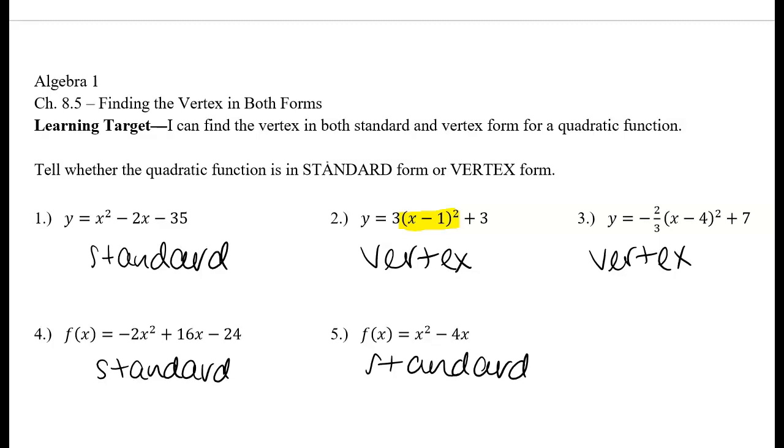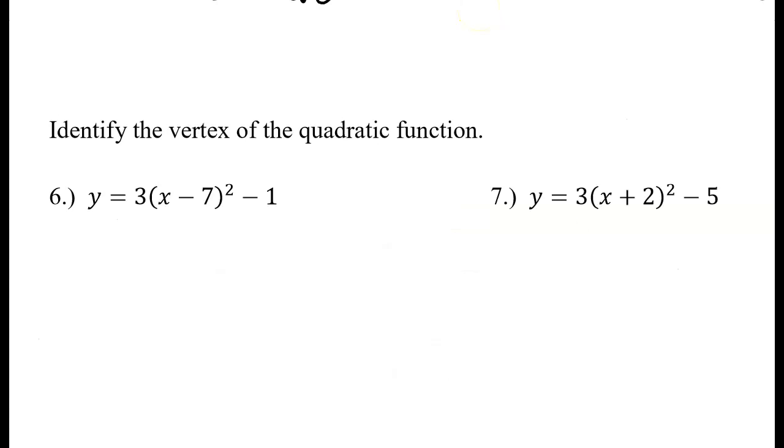Now, let's talk about how to find the vertex regardless of what the form is, starting with vertex form. The nice thing about vertex form is that it's called vertex form because you can tell what the vertex is without doing any math, just by looking at the equation itself. The two numbers I need to look at to identify the vertex are the number inside the parentheses with the x, and the number that's being added or subtracted outside of the parentheses. Those are the numbers that will give me the vertex of the quadratic function.